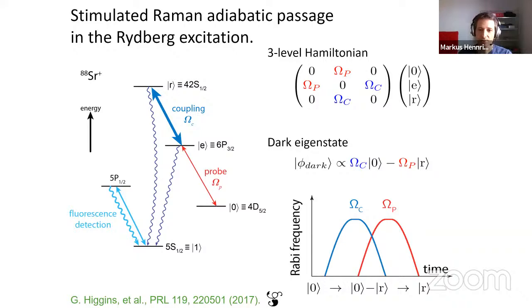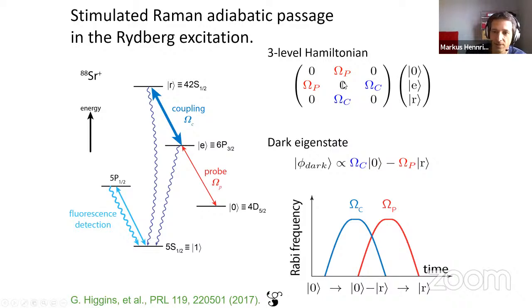Okay, once you see such an Autler-Townes splitting, you can try to actually do a little bit more with that. So what we then did is we controlled the Rabi frequency of these two lasers. And if you look at the three-level system, the initial state, the intermediate state, and the final state, zero, excited state, and the Rydberg level, then they are coupled, and the lower laser couples the first two levels, and the upper laser couples the upper two levels. So this is the Hamiltonian.